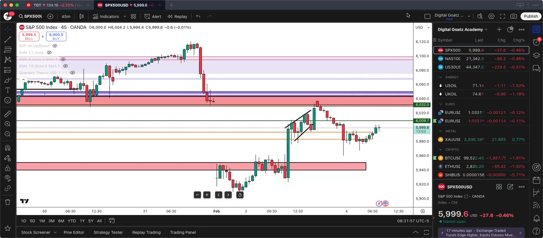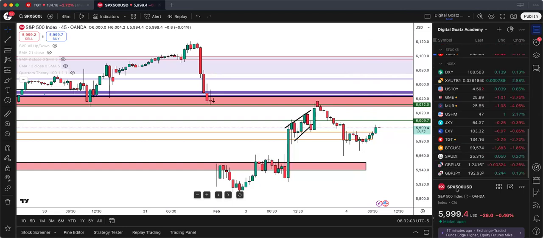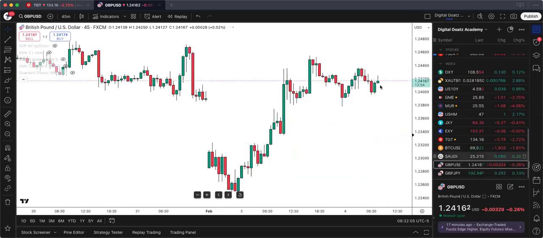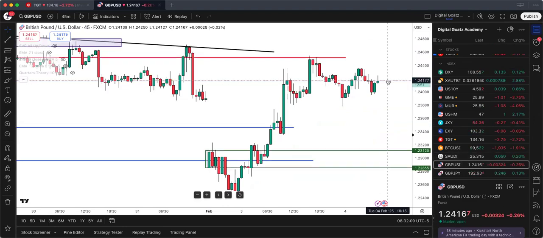The market's been pretty straightforward, especially when we're looking at indices. The one thing that I did want to talk about too is GBPUSD. So that's British pound, United States dollar. Now, this is a forex pair, so it's not strong with volatility. So its movements are pretty stagnant until it actually breaks out.